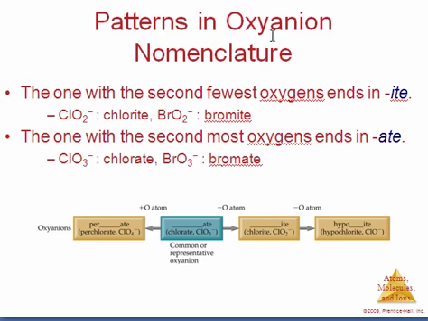And then we also have oxyanions, meaning anions that have oxygen in them, that have 4 different possibilities. And we see this with chlorite, chlorate, hypochlorite, and perchlorate. So the one with the second fewest oxygens ends in -ite. So here we have chlorite and bromite. The one with the second most oxygens ends in -ate. So chlorate and bromate.